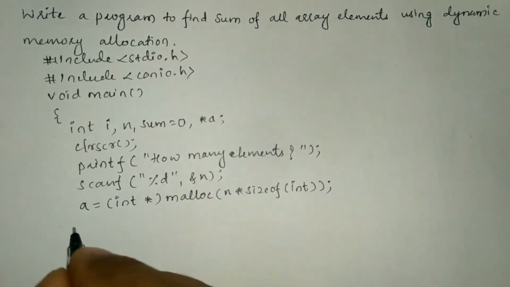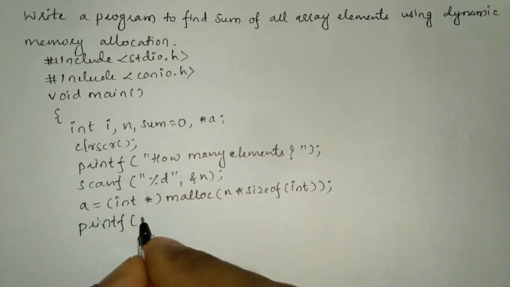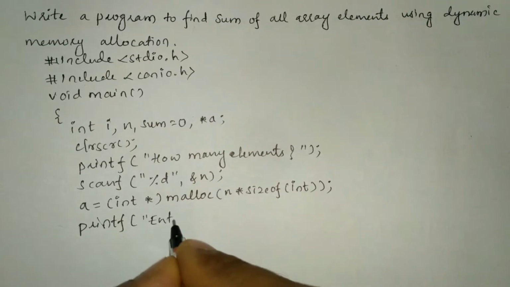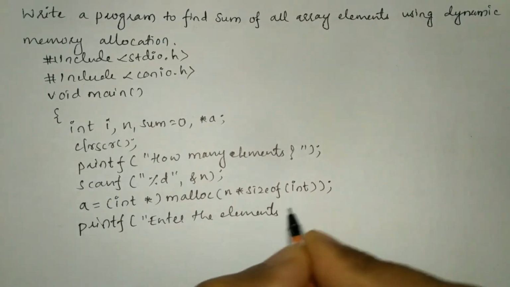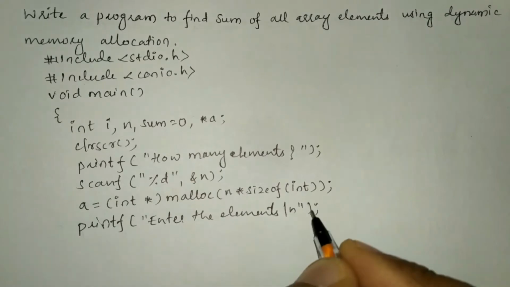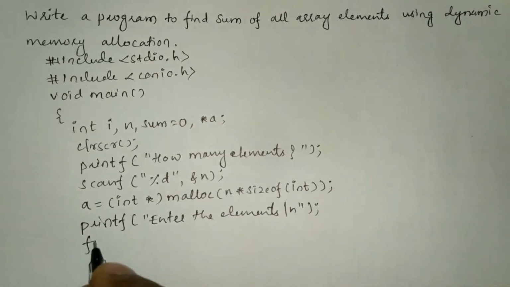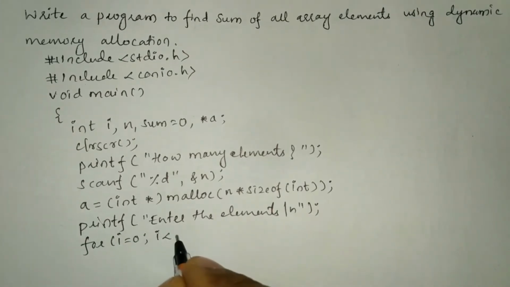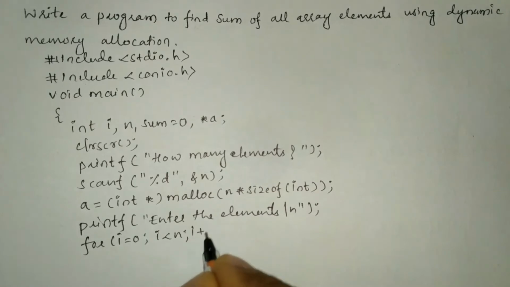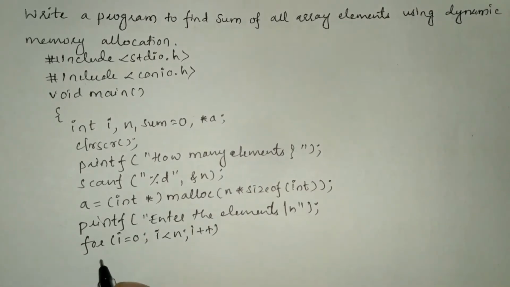Now we are going to ask the user to enter the elements using printf statement. Here in a double quotation mark I'll write enter the elements, backslash n, end the double quotation mark and put semicolon. Now using for loop we are going to write i is less than n, i plus plus, we are going to receive the value from the user through keyboard.